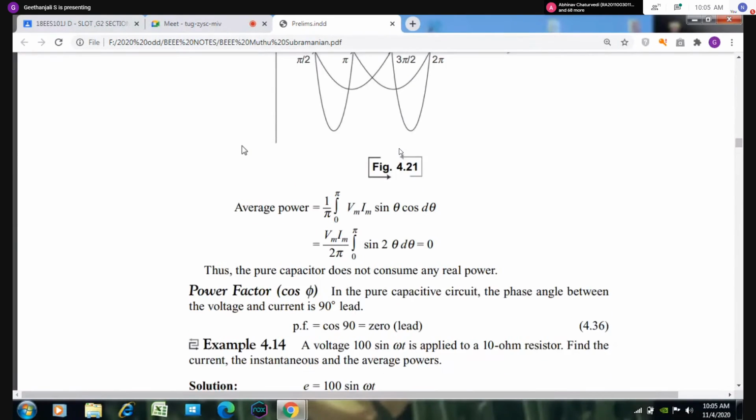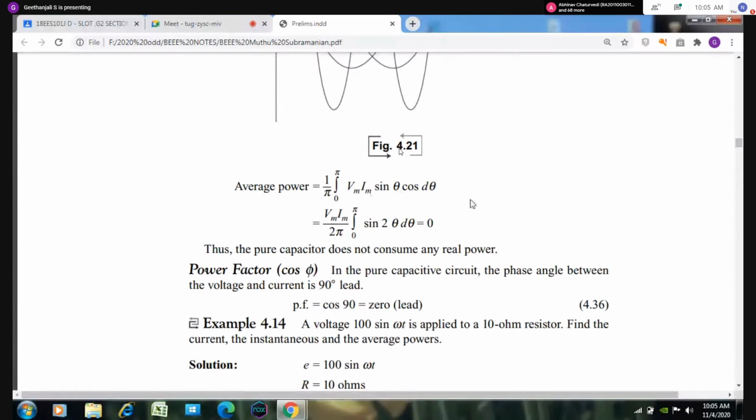Then the average power. Since it is a symmetrical waveform, as we have seen earlier, we have to consider only the half cycle. The average power is 1 by pi, integral from 0 to pi of Vm Im sin theta cos theta. Then you substitute the expressions and you will get that the pure capacitor does not consume any real power. That is the concept. The average power is equal to 0 for the pure capacitive circuit as well as the pure inductive circuit. The pure capacitor does not consume any real power. That is the concept behind it.